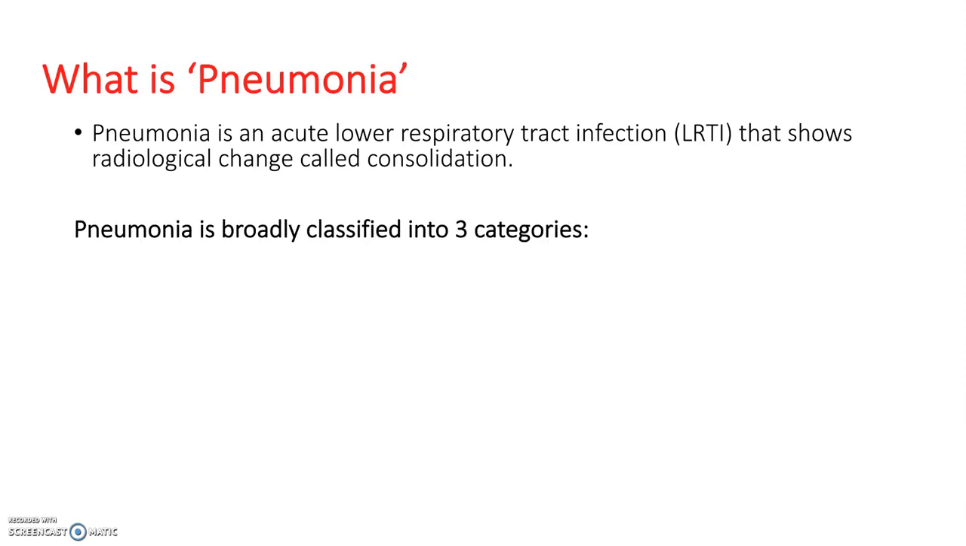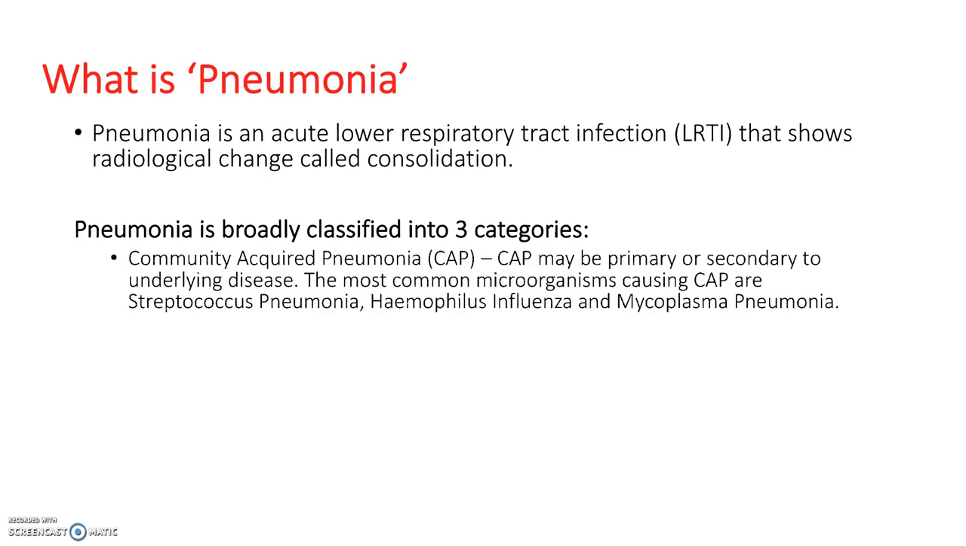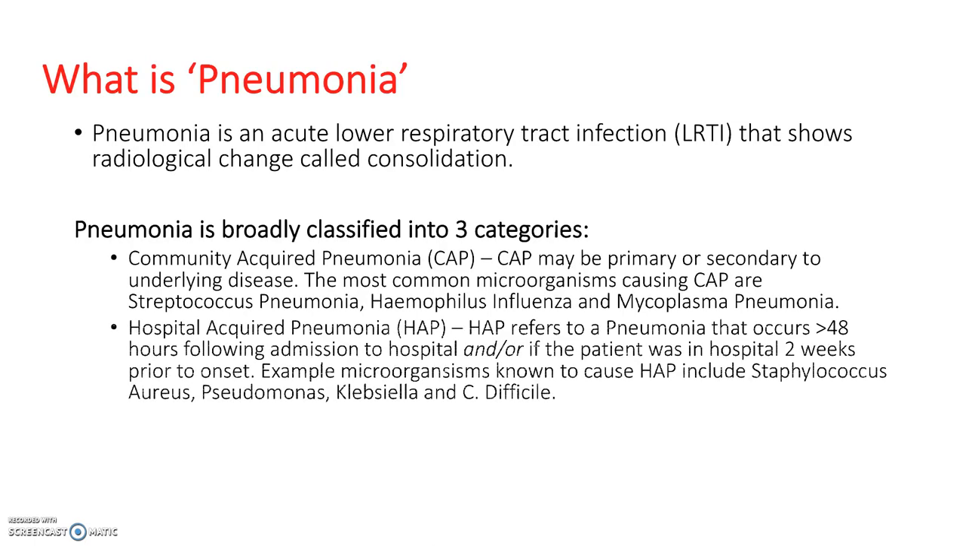Pneumonia is broadly classified into three categories. The first being CAP. CAP stands for community-acquired pneumonia, and it may be primary or secondary to an underlying disease. Common organisms that cause CAP include Streptococcus pneumoniae, Haemophilus influenzae, or Mycoplasma pneumoniae.